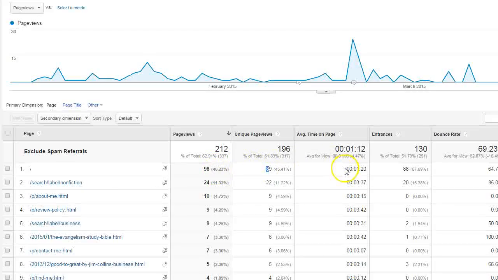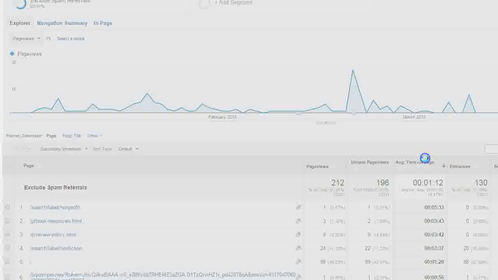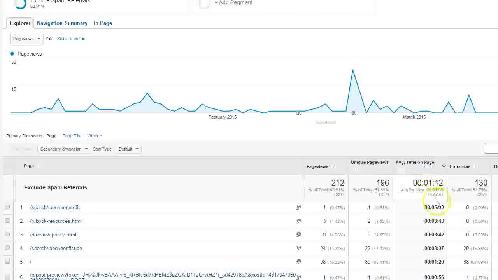This tells you the average time on the page, which is calculated when they go from one page to another. Google can tell that they've switched pages, and now that they're on a new one, it can calculate that time difference. So as a whole, we're looking at just over 1 minute. And when you sort, you can see a high actually of 5 minutes.